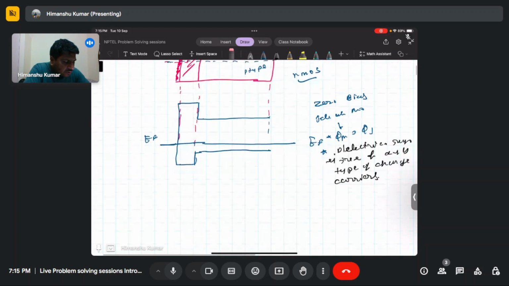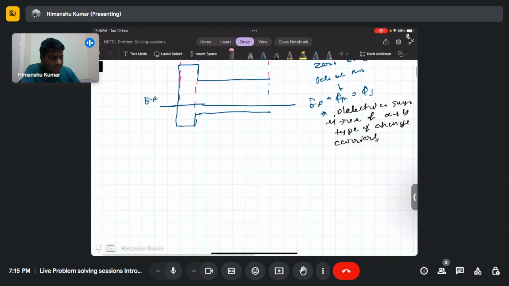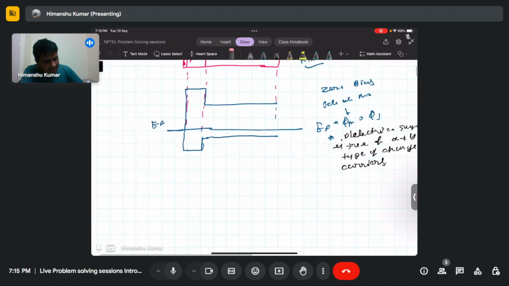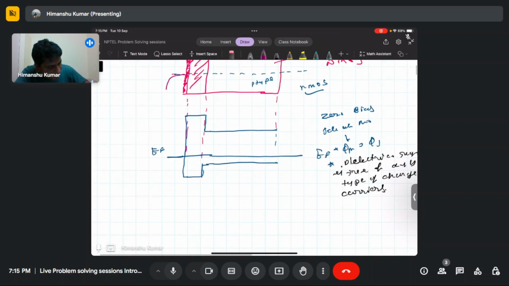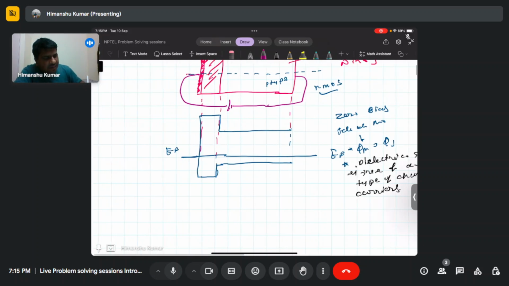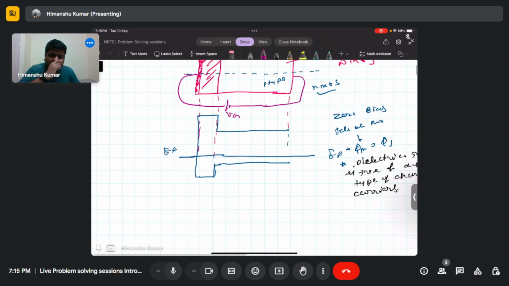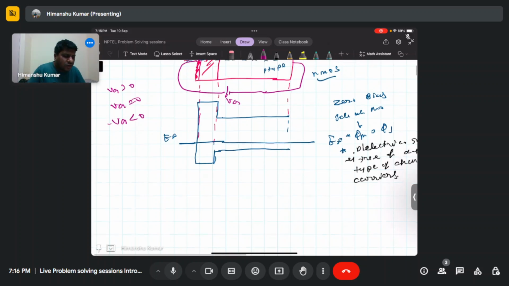So basically, now we can operate this, we can apply a gate bias. We apply a bias VG with respect to the substrate, from here to here. So we can apply the gate bias VG greater than 0, VG equal to 0, and VG less than 0. We will consider each of the cases.